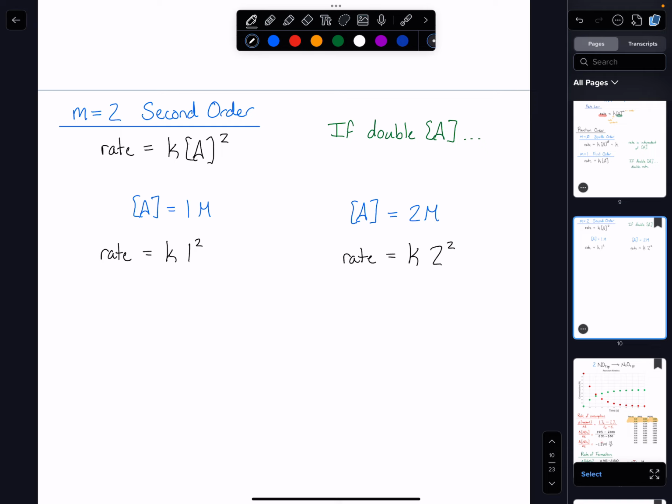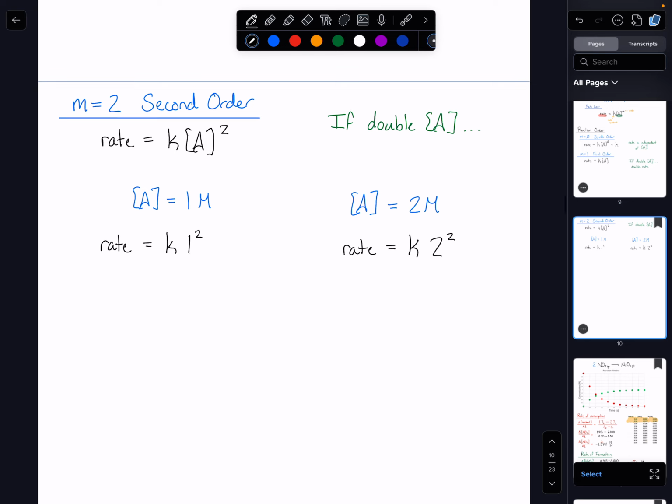All right, so again, in one instance, we're going to take our concentration of A to just be 1 molar. We're going to do another experiment where we double that concentration to 2 molar. We're going to plug this into our rate law here, and we get rate equals K times 1 squared. What's 1 squared? Just 1. So this is rate equals K. But over here, I have rate equals K times 2 squared, 4. All right, so if we double our concentration of A, now we quadruple the rate of that reaction.